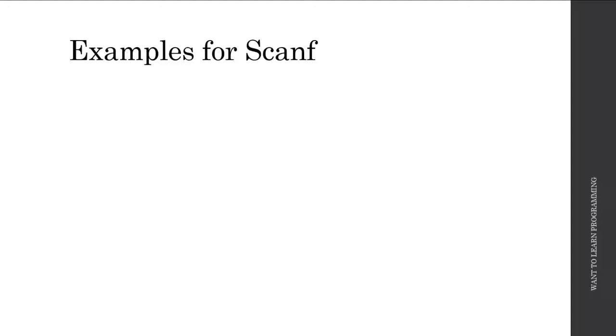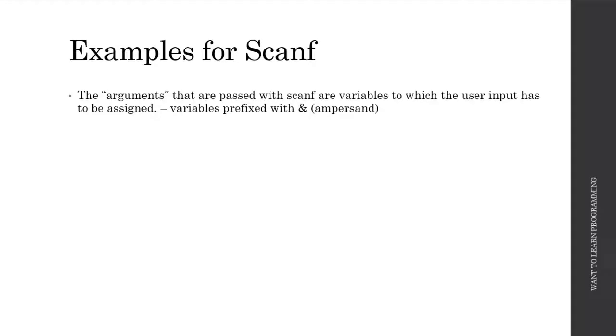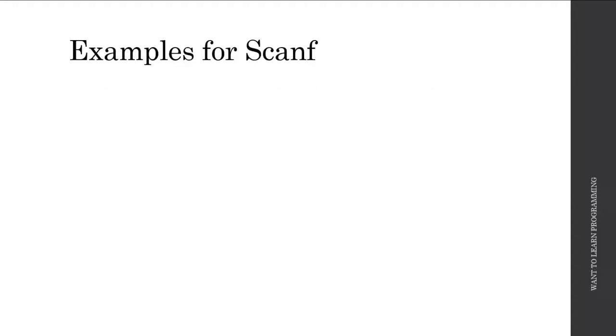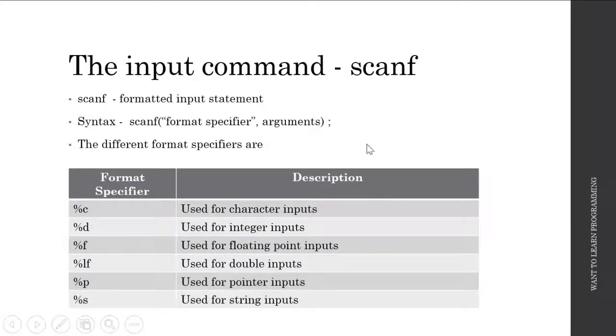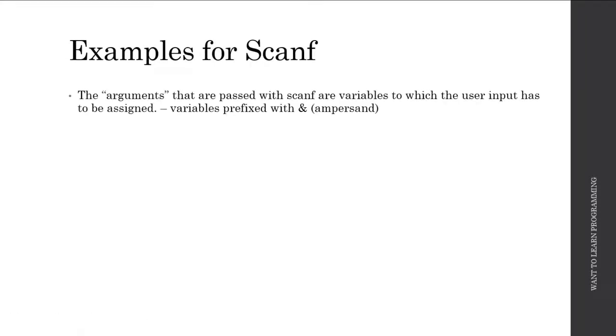Now let's look at some examples for scanf and learn how to write a simple scanf command while writing a C program. The arguments that are passed with the scanf statement are a list of variables to which the user input has to be assigned. We saw in the previous slide that the syntax had arguments which had to be passed. So these arguments are a list of variables to which the input received from the user has to be assigned. Please note that the variables are prefixed with an ampersand.